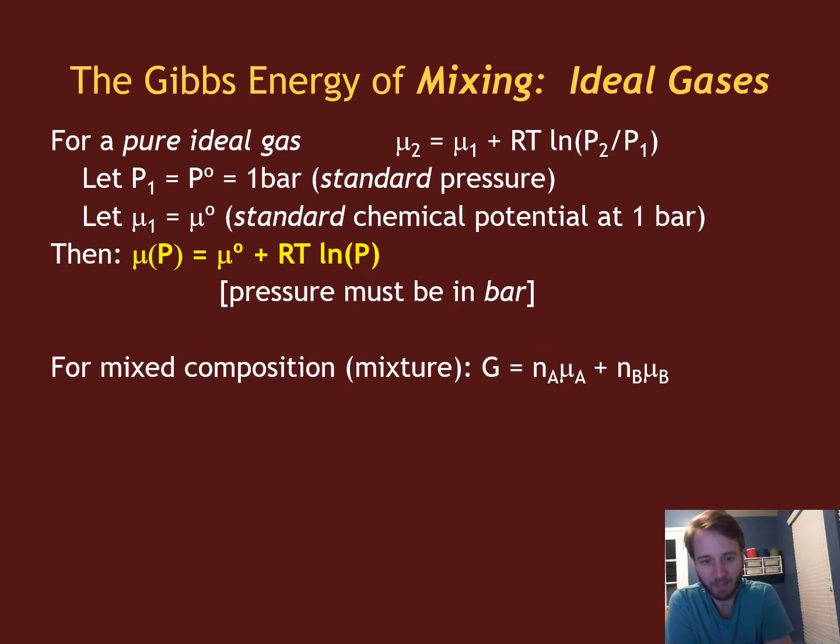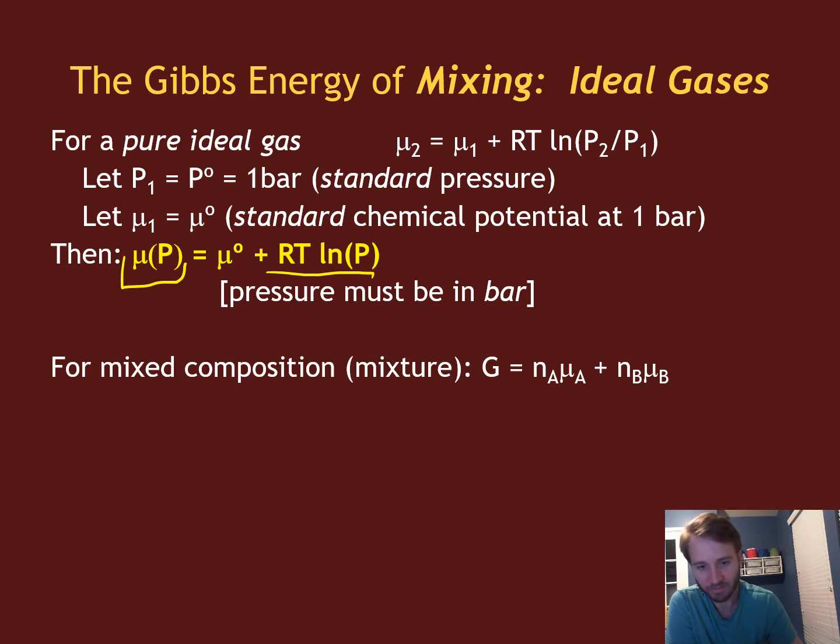Again, we're considering an ideal gas. Let's consider now that my initial pressure is our standard pressure, 1 bar, and we'll call that initial chemical potential our standard chemical potential, mu naught. So then the chemical potential of a gas, given some pressure of that gas, is just equal to its standard chemical potential plus RT ln of P of the gas, the partial pressure of the gas. And this is going to be true for any ideal gas.